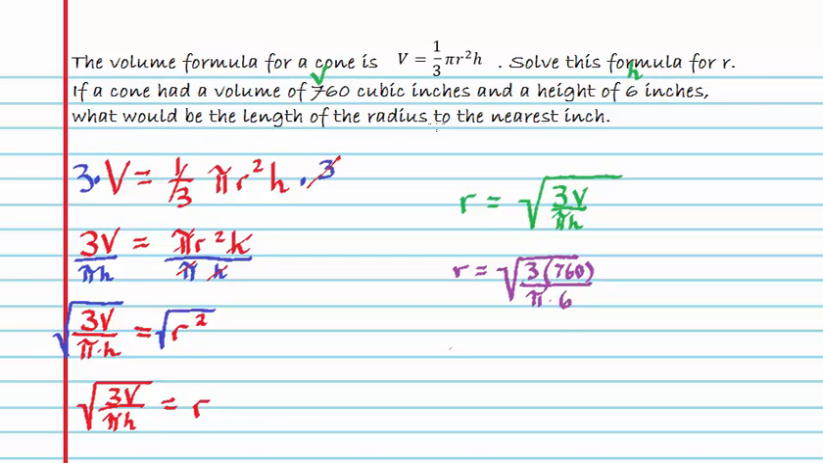So at this point, I'm just going to type all of this into my calculator. Make sure you're careful with your parentheses and make sure that everything is grouped correctly together. And when you do this, you get an answer of 10.998. So it's approximately 11 inches. So my final answer would be a radius of 11 inches.